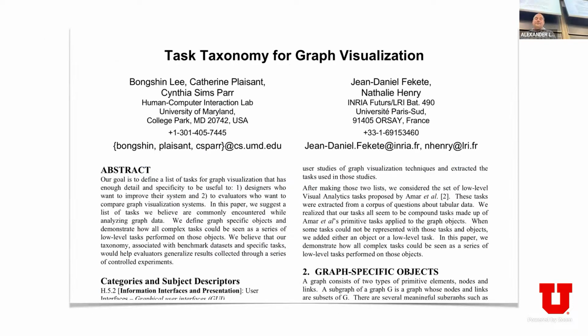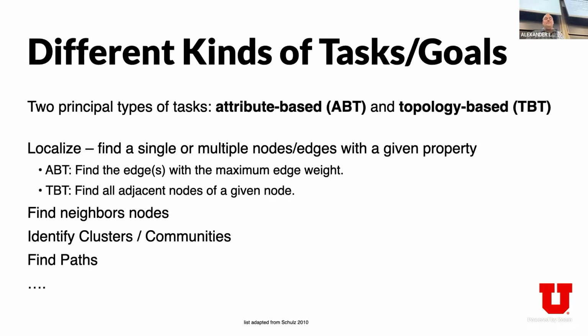There is a short paper that has been very influential here that lists all of these different tasks. This is by Bongshin Lee and others. They essentially come up with two principal types of tasks: attribute-based tasks and topology-based tasks. Attribute-based tasks are those that are concerned with node attributes. For example, who is the oldest person in your social network? An attribute could also be the degree, so who has the most friends? That would be an attribute-based task.